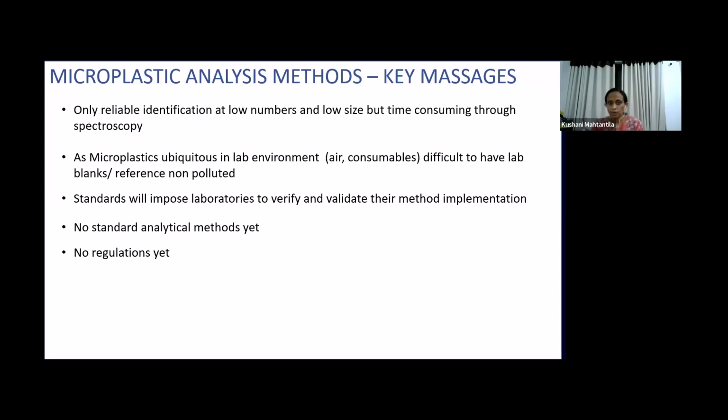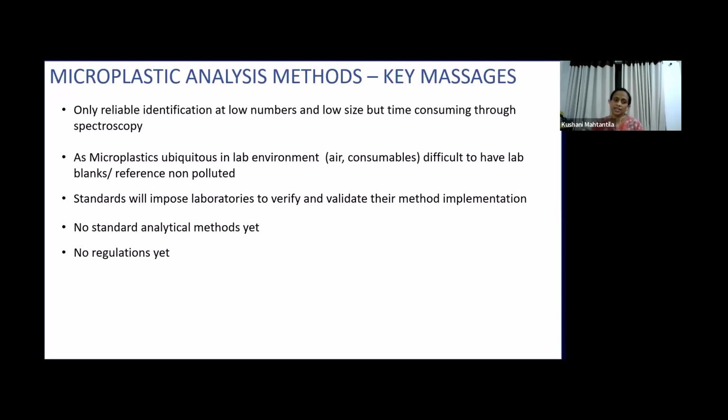Standards will require laboratories to verify and validate their implemented methods. Two new standards are going to be published in 2025: one for water with low organic matter content using spectroscopic methods, and one for thermoanalytical methods. They will address more quality control and quality assurance protocols in these standards.